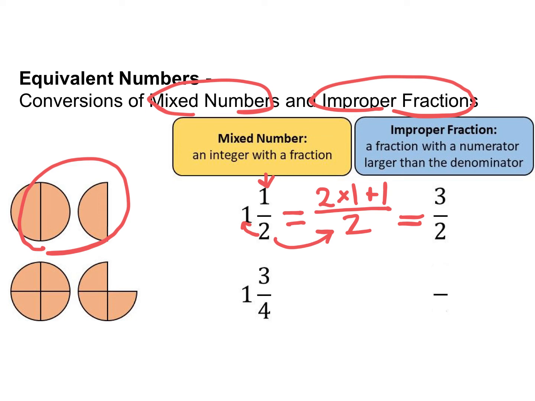Now let's try the same thing with the bottom one. So we have 1 3/4. The question now is, how would we write that as an improper fraction? Well, we would need to multiply the denominator times the whole number, which would be 4 times 1. Then we would add the numerator, all of that over the denominator, which doesn't change. So the answer would be 4 plus 3, which is 7 over 4, or 7/4.